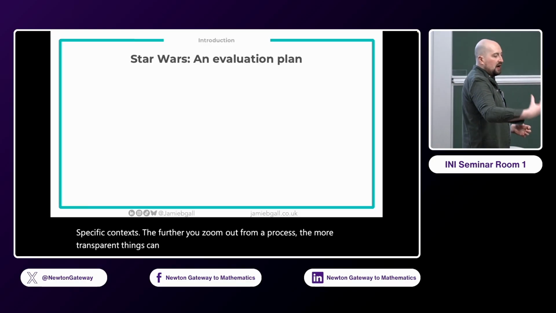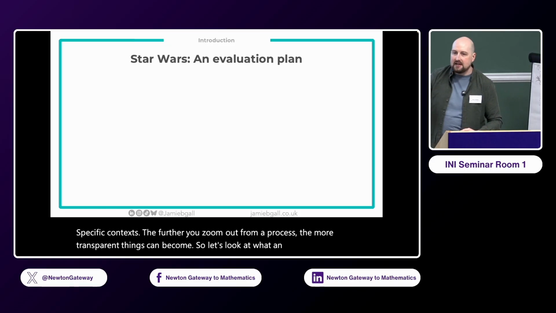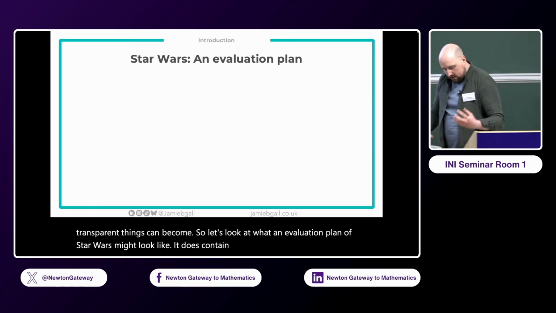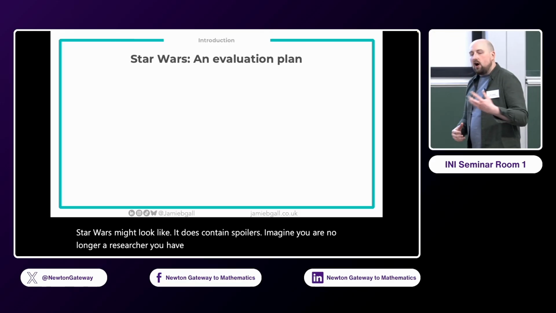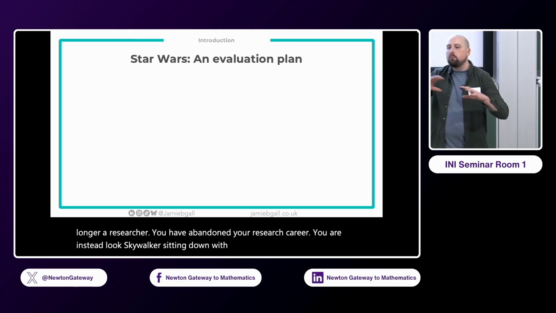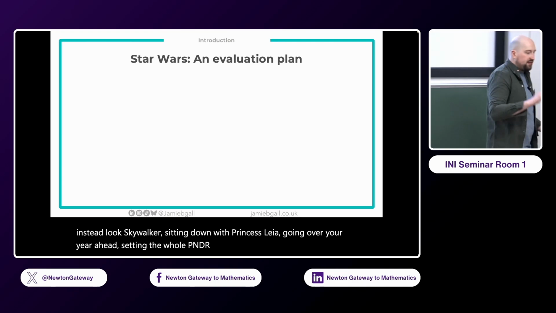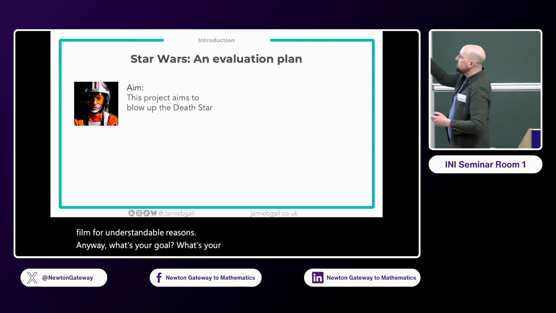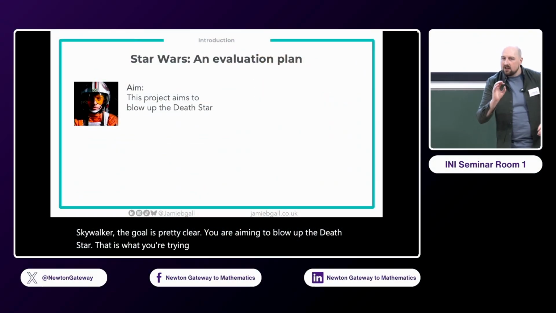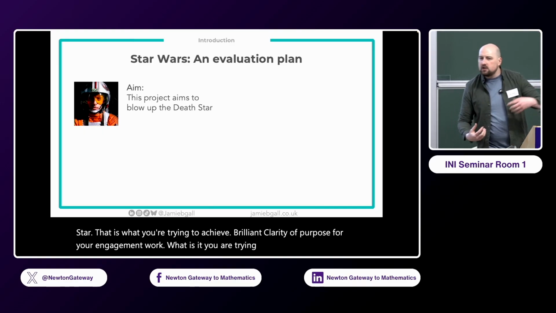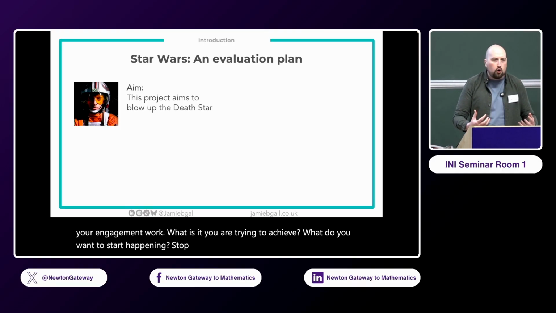So let's look at what an evaluation plan of Star Wars might look like. It does contain spoilers. Imagine you are no longer a researcher, you've abandoned your research career, you are instead Luke Skywalker, sitting down with Princess Leia, going over your year ahead, setting the whole P&DR objective thing. They cut this from the film for understandable reasons. Anyway, what's your goal? If you're Luke Skywalker, the goal is pretty clear. You are aiming to blow up the Death Star. That's what you're trying to achieve. Brilliant. Clarity of purpose. For your engagement work, what is it you are trying to achieve? What do you want to start happening, stop happening? What is going to be different because of your work?